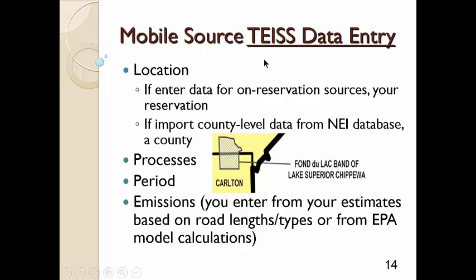So for TEISS data entry now for mobile sources. Mobile sources, we don't really know where they are all the time, right? So location is going to be your reservation for your on-reservation mobile sources. Again, it's going to be the county if you import the data from NEI for mobile sources. The process, the period, and the emissions, these are all things that you either need to figure out or enter the data from, and then know what model was used.